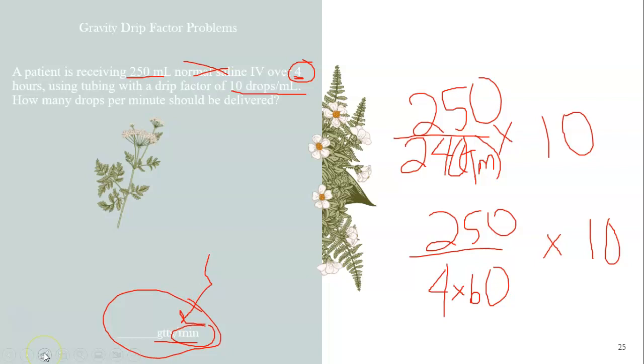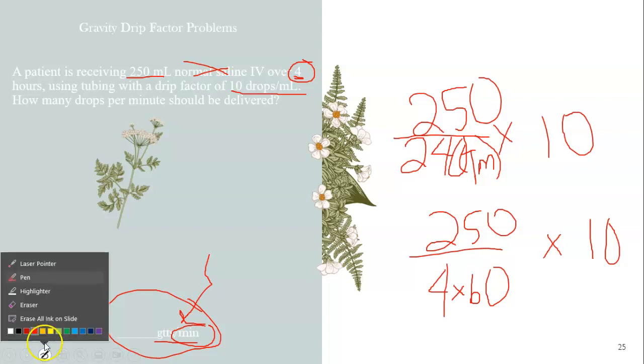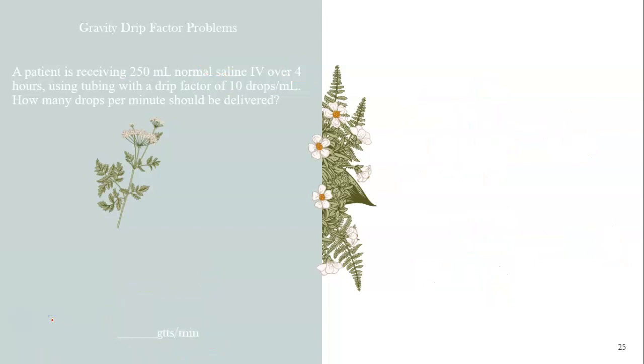What does that equal? 250 divided by 240 times 10. Remember, I cannot see a partial drop. That 250 and 240 are close enough for government that it's about a mil a minute, and a mil equaled 10 drops. So I'm correct at 10 drops a minute.